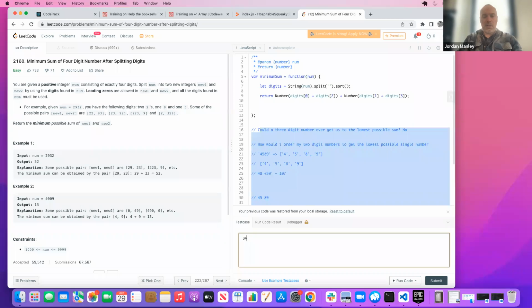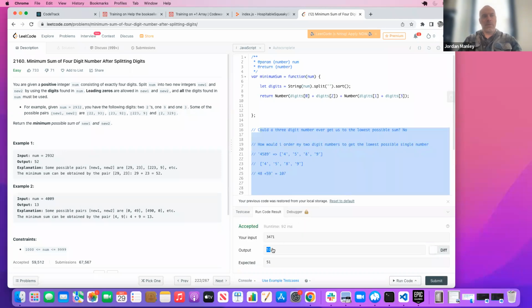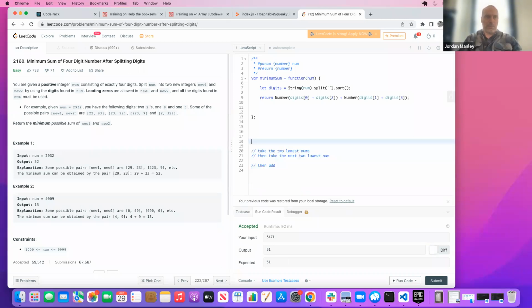All right, let's go with 3471. And just sketching this out real quick, following our rules, it would be 1, 4 plus 3, 7. So we got 40, 51 is our expected answer here. Go ahead and run that. And we see, yep, our code is returning 51 and the expected answer is 51. With that, we'll clean up.